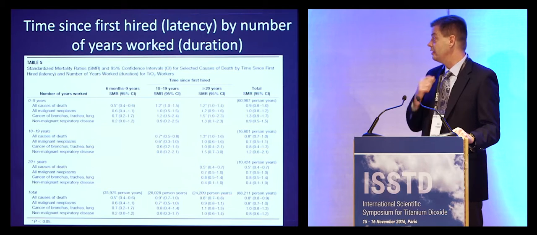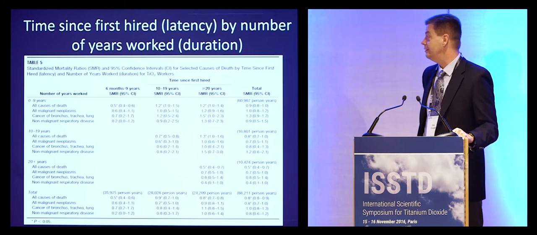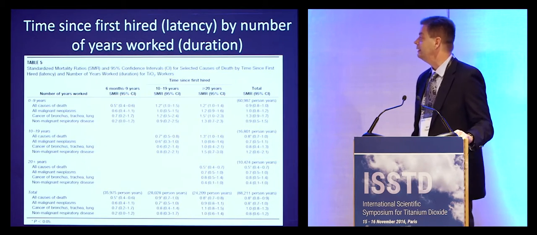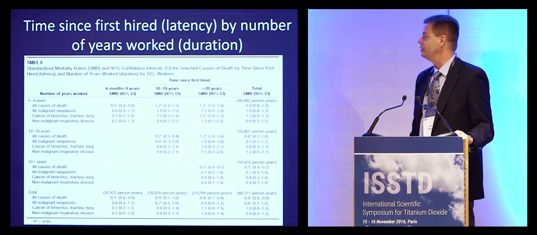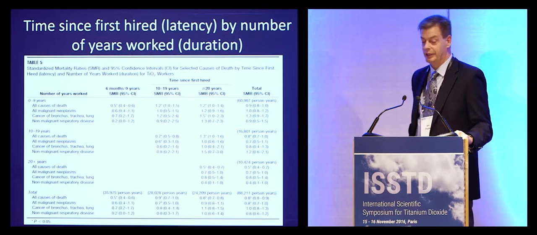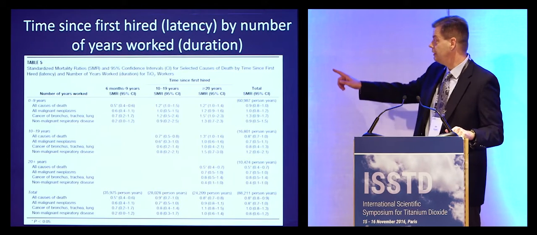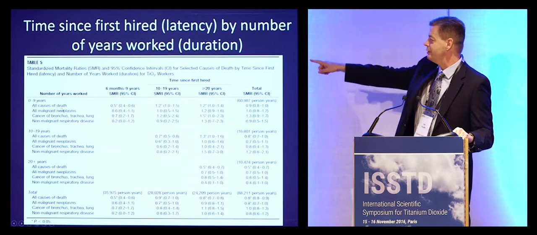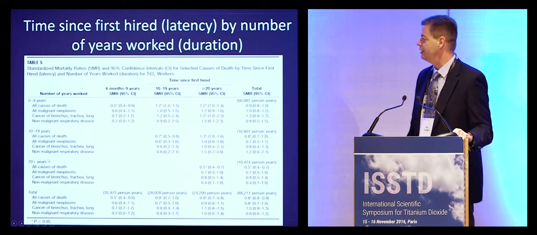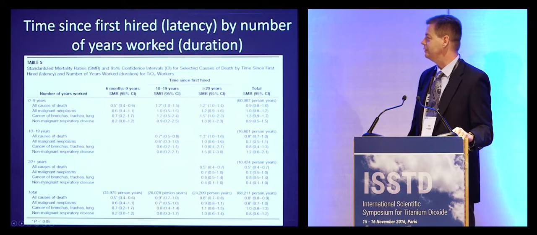So here's some of our analyses by time since first hired and number of years worked. So if you look across the top there, so down the side, these are number of years worked, so we categorized them 0 to 9, 10 to 19, and 20 plus, and then down at the bottom is total. And then across the top is time since first hired, 6 months to 9 years, 10 to 19, and more than 20. So you can see the healthy worker effect in play here.